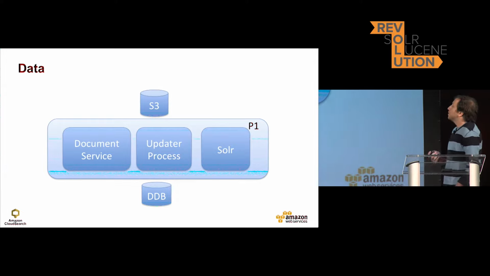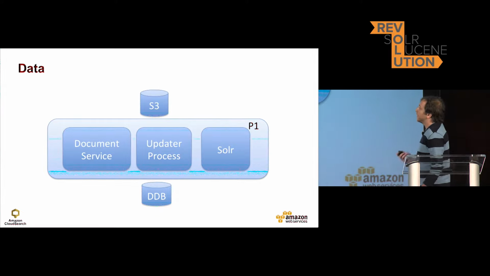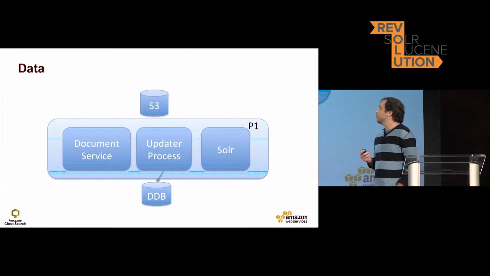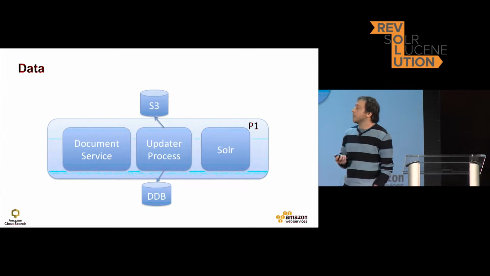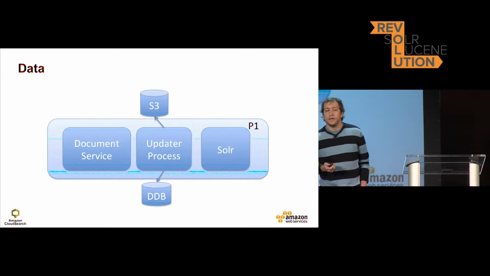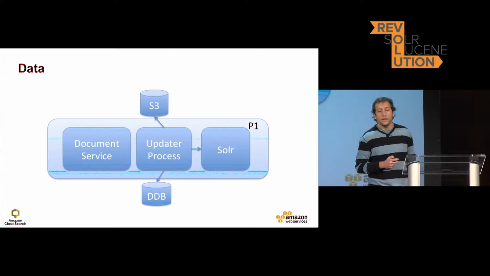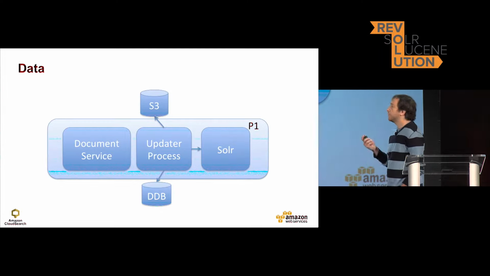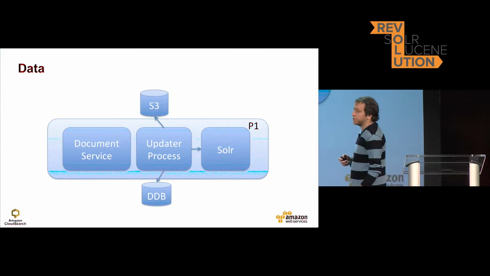In the EC2 instance, we also have what we call an updater process that is going to be looking at those DynamoDB changes. And whenever there are new batches that need to be applied, it will download them from S3 and push them to Solr. So that at this point, they are available for search.